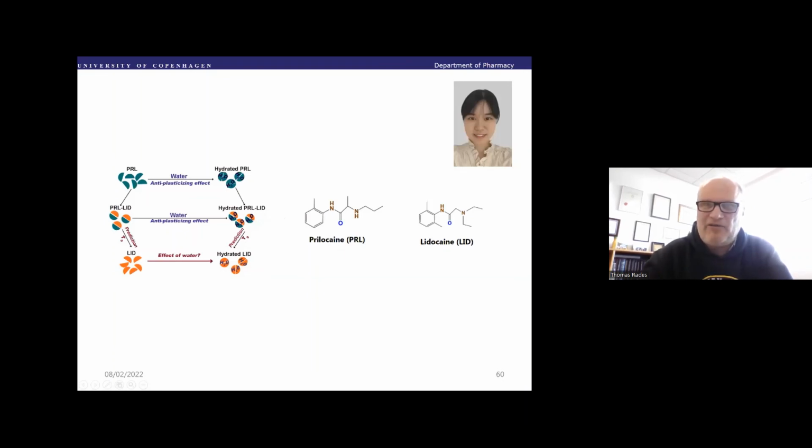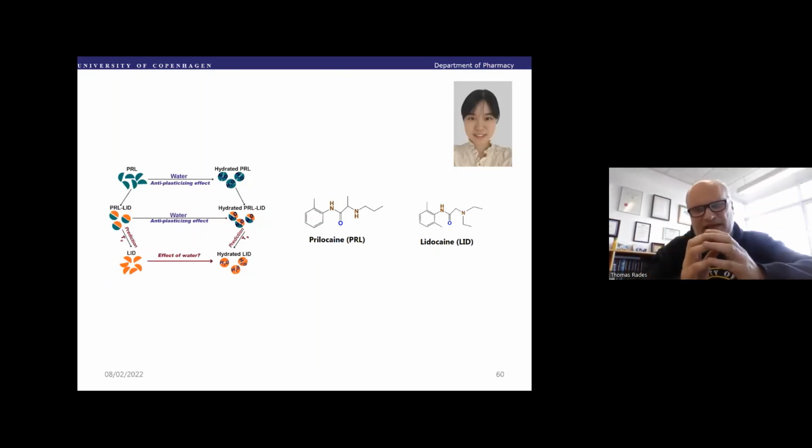And we were wondering, is this the same for lidocaine, which has a similar amide sort of structure here that is believed to be the reason for the anti-plasticizing effect of water on this particular drug. So the idea is that water is binding to 2 of the prilocaines, so we have a unit that now is bigger, and therefore has a slower mobility, maybe a higher glass transition temperature. And we thought, is this the same for lidocaine?